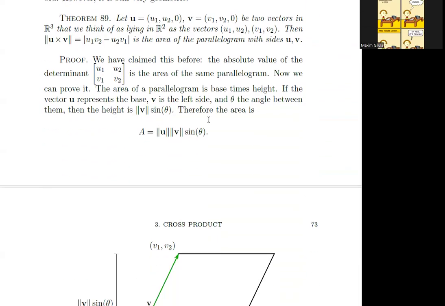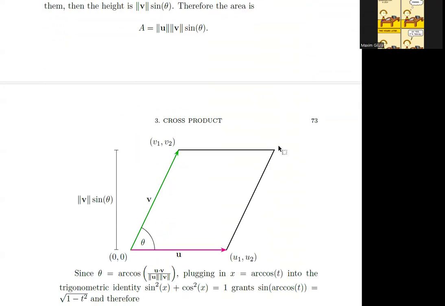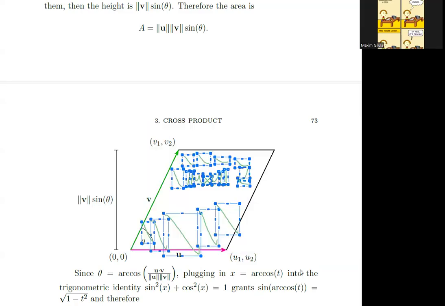You could think of vectors lying in R2 by taking the third component to be 0. And that lets you cross vectors in R2 in some way. So it's interesting that if we think of it this way, u cross v, which is this scalar, is the area of the parallelogram with sides u and v. So this area is the magnitude of u cross v, which is also really interesting.